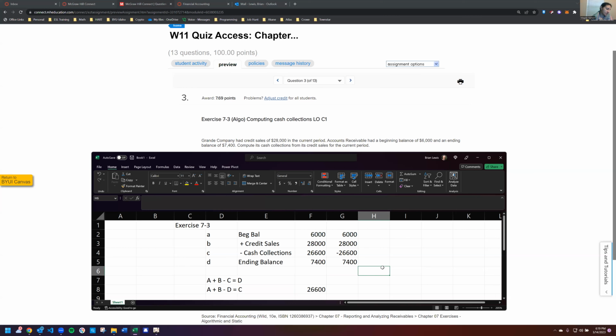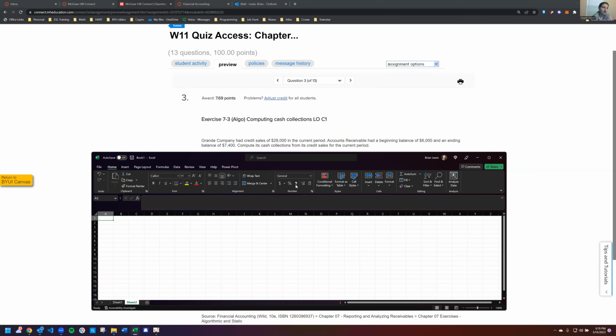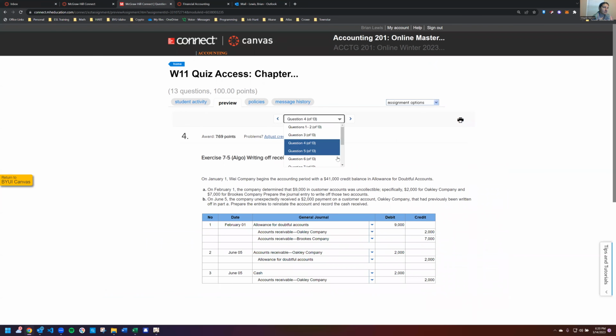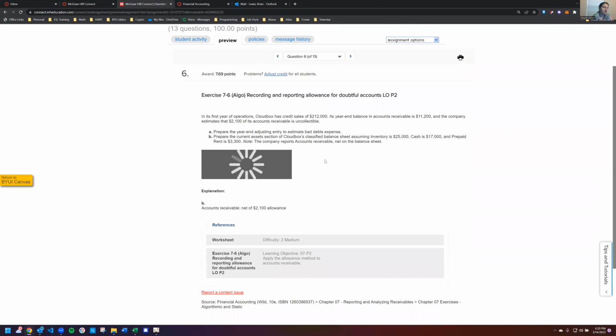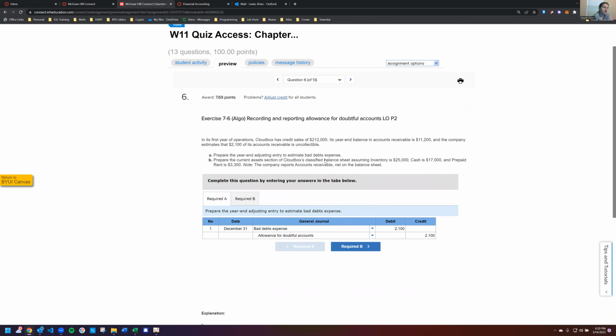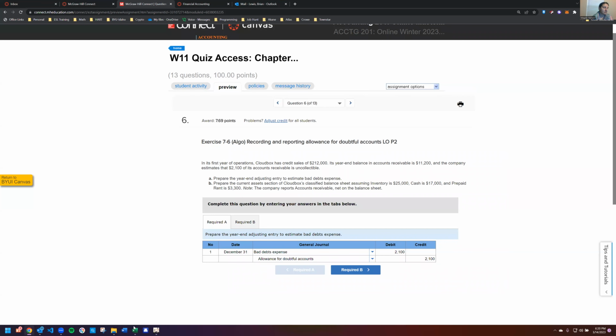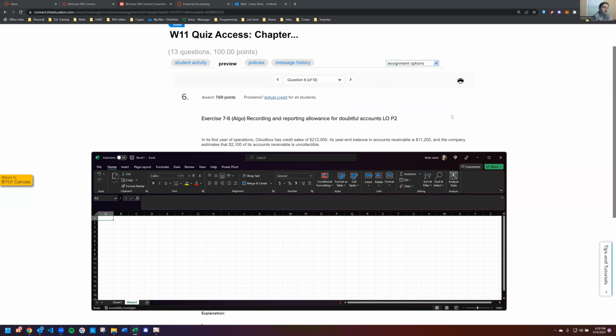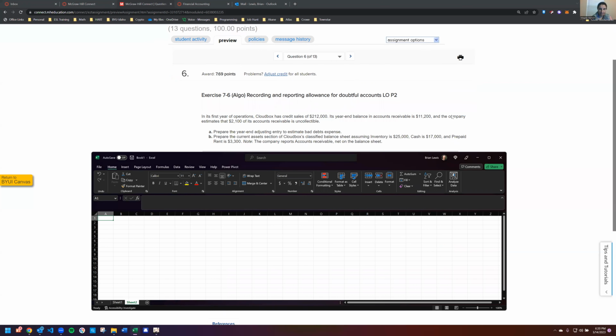Yes. Number 6 on 7-6. Let's see what was the problem on that one. Number 6. Okay, recording and reporting allowance for doubtful accounts. Now before, on the other one, it was on a percentage. The ones I did, I think, were percent of receivables method. I think this one is probably going to ask you for a slightly different method.